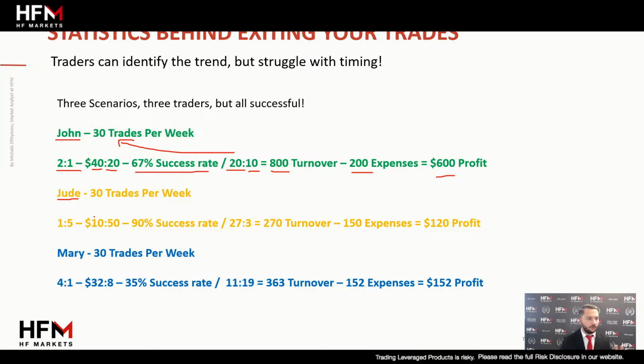This trader is called Jude. Jude has a negative reward to risk ratio. Some people may say this is crazy. A negative reward to risk ratio. What does this mean? It means per $1 that he is looking to earn, he's risking 5 times more. He's risking 5 times as much. So per $10 he wants to earn, he will risk $50.